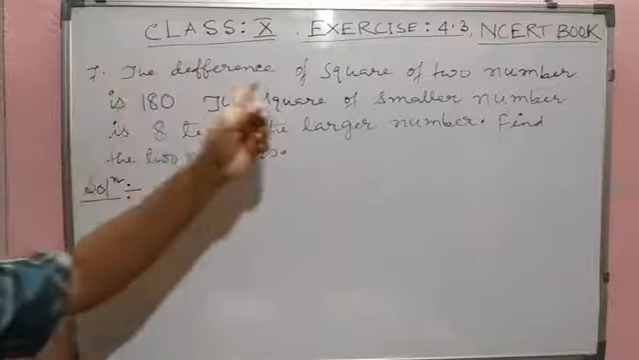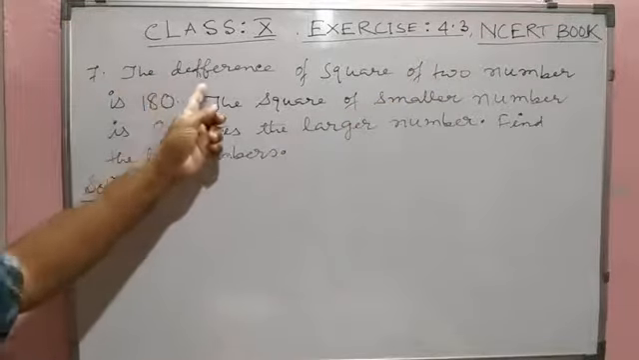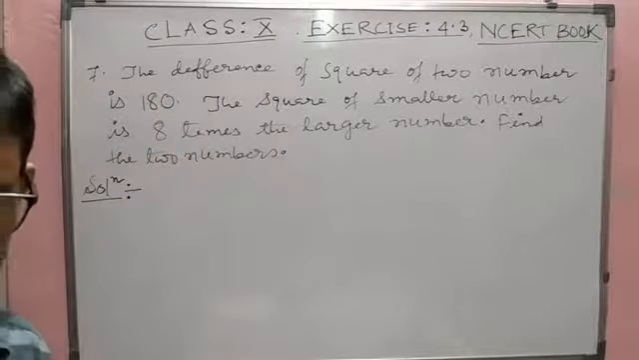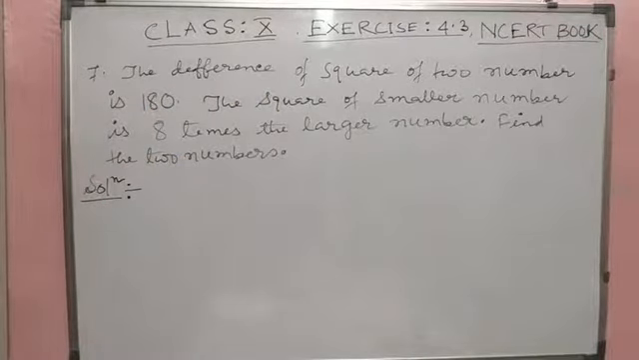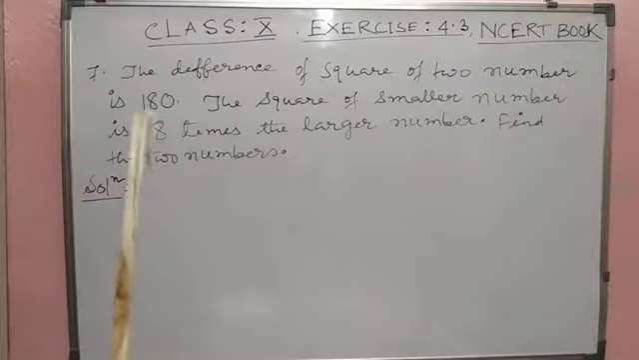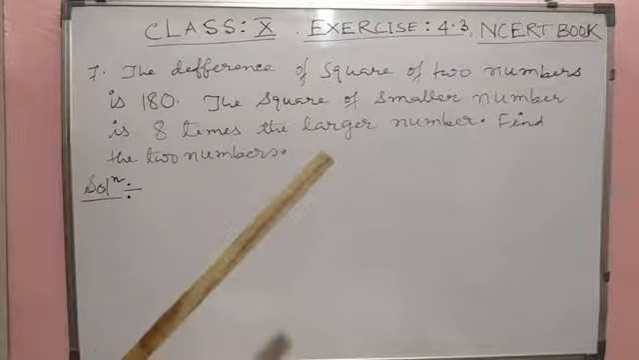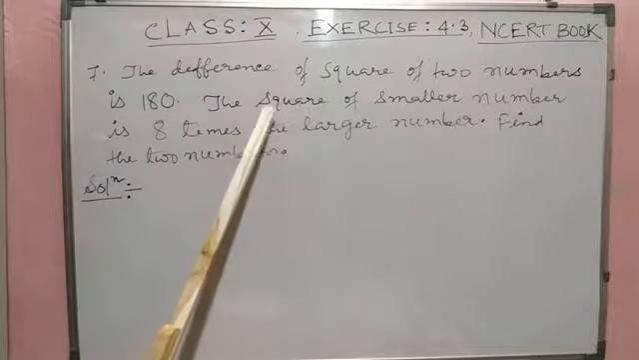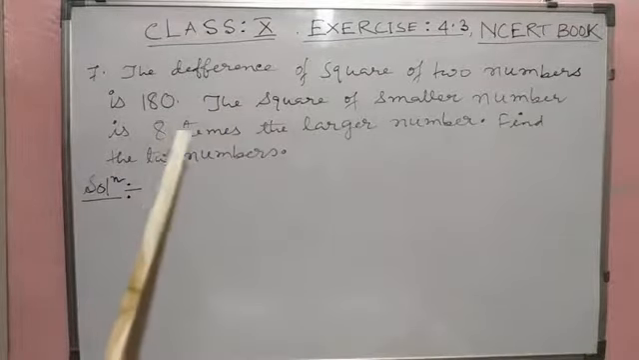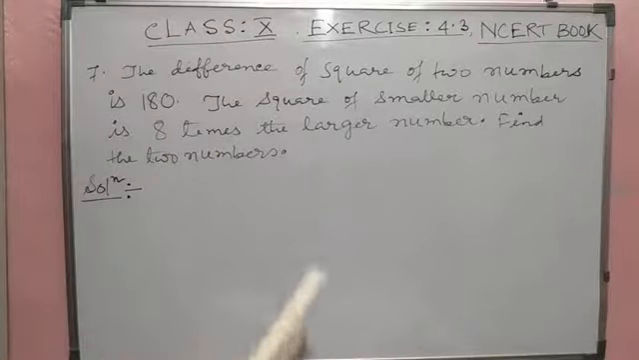Question number 7 of exercise 4.3. The difference of squares of two numbers is 180. The square of the smaller number is 8 times the larger number. Find the two numbers. So we have to find out these two numbers.